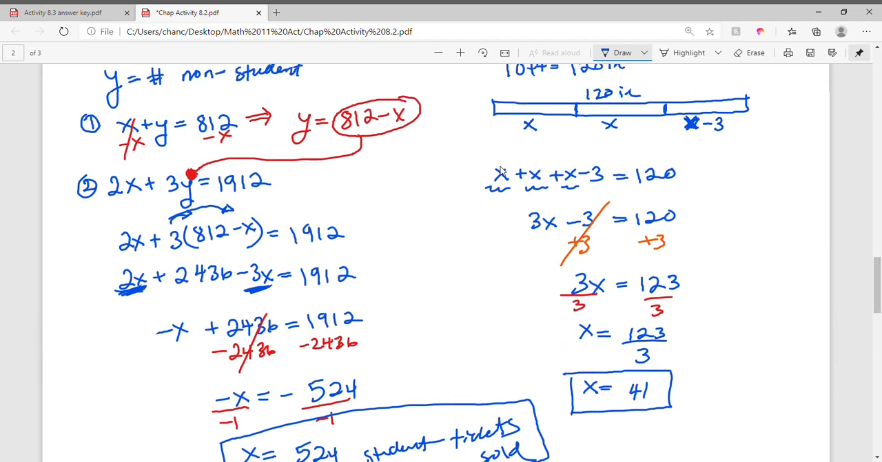That represents this length here. So this must be 41 inches. This must be 41 inches as well. And the third piece has to be 3 inches shorter. So 3 inches shorter than 41 is 38 inches. So we now know that we have 2 pieces that are 41 inches, and the third piece is 38 inches because it's 3 inches shorter.